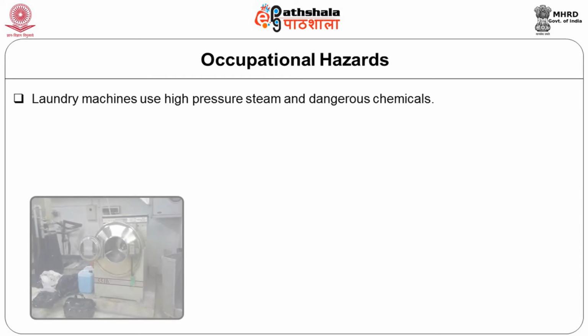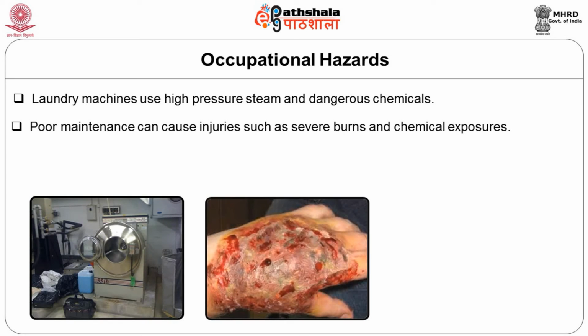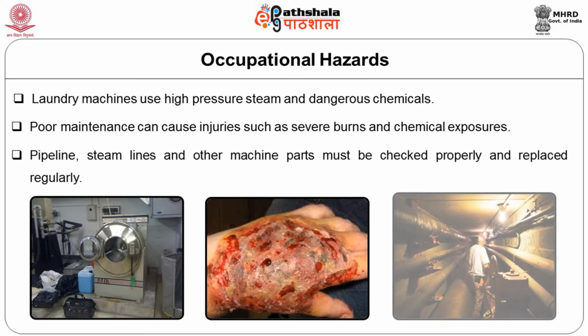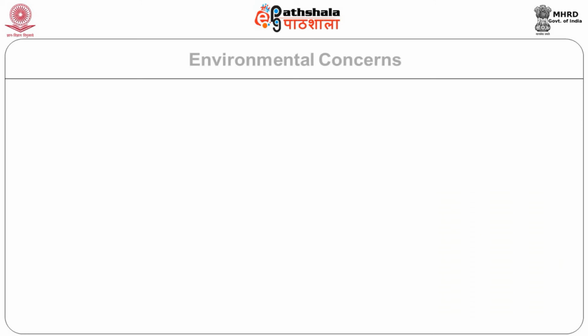Laundry machines use high pressure, steam and dangerous chemicals. So, poor maintenance can cause injuries such as severe burns and chemical exposures. Even the pipelines, the steam lines and other machinery parts must be checked properly and replaced so that occupational hazards inside the laundry department are avoided.